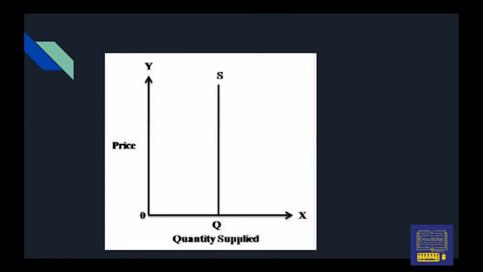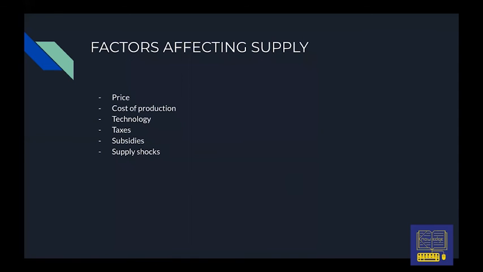This diagram shows a vertical supply curve. So as you can see, the quantity supplied is fixed at Q. So irrespective of the price, that is the maximum quantity that can be supplied of the respective good. Now, as we discussed with demand, there are factors that affect supply as well, which are price, cost of production, technology, taxes, subsidies, and supply shocks.